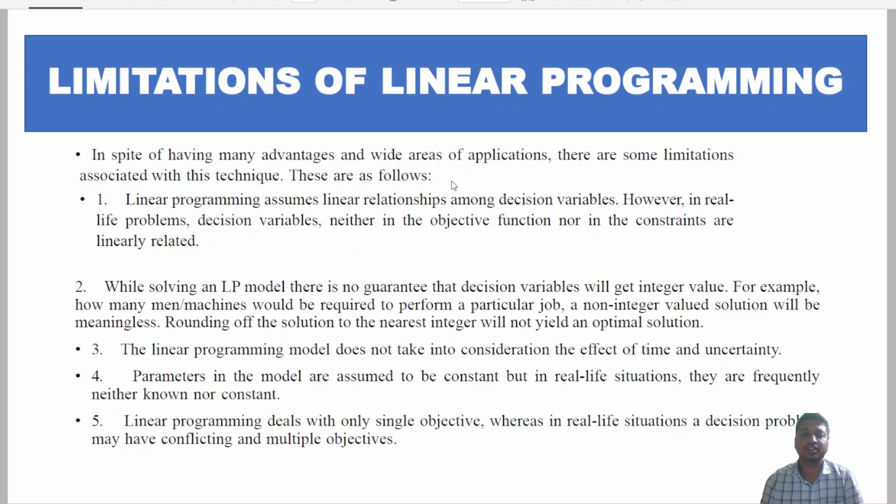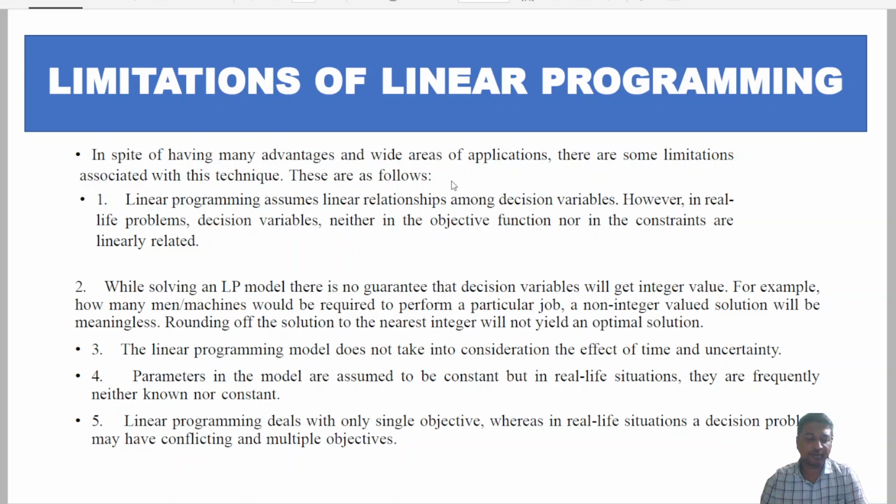Third one is, the linear programming model does not take into consideration the effect of time and uncertainty. Fourth one, parameters in the model are assumed to be constant, but in real-life situations they are frequently neither known nor constant. Fifth one is linear programming deals with only a single objective, whereas in real-life situations a decision problem may have conflicting and multiple objectives.